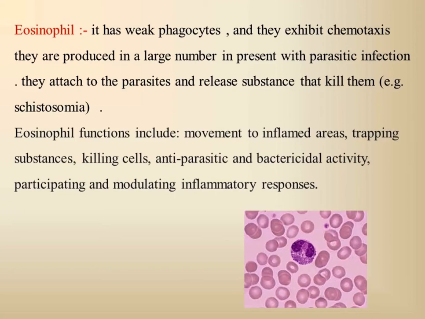So the eosinophil has weak phagocytosis and exhibits chemotaxis. They are produced in large numbers and present with parasitic infection. They attack the parasite and release substances that will kill it, like Schistosoma.